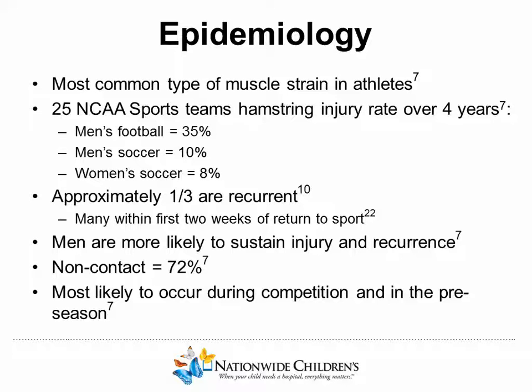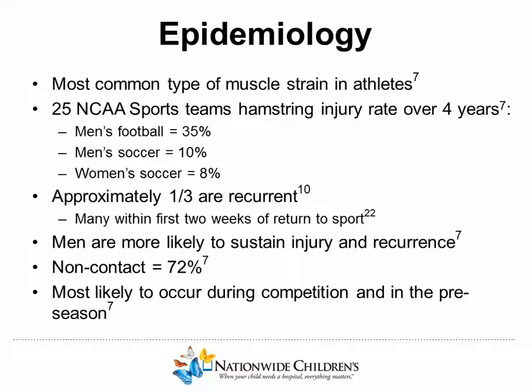So just a little bit of the background and info on the impact of hamstring strains. This is the most common type of injury in your athletes. One study looked at 25 NCAA sports teams with their hamstring injury rate over the course of 4 years and found that men's football had the biggest impact with 35%, followed by men's soccer and then women's soccer. Approximately one third of those hamstring strains are recurrent, which to me is just a really outrageous number. And then many of those are within the first 2 weeks of return to sport. Again, really outrageous. Seems like a little bit too high, something that we need to work on getting down.